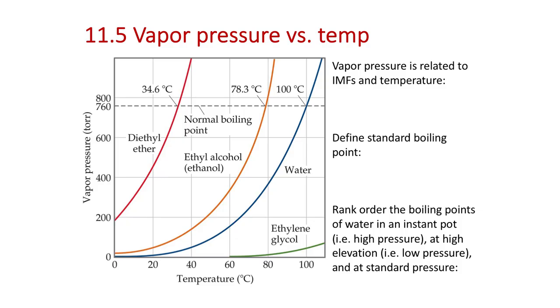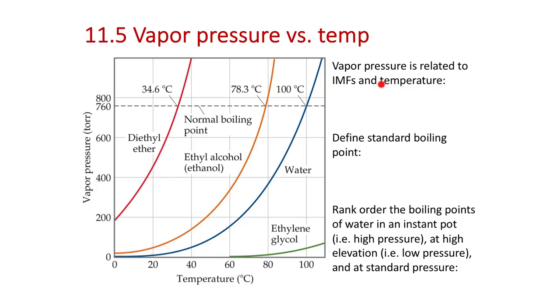This slide is now comparing vapor pressure curves for different types of liquids. Let's start with water, because that's one we were talking about earlier. At 100 degrees C, notice 760 millimeters of mercury. That's our standard atmospheric pressure, so we call that the normal boiling point. The normal boiling point of water is 100 degrees C.